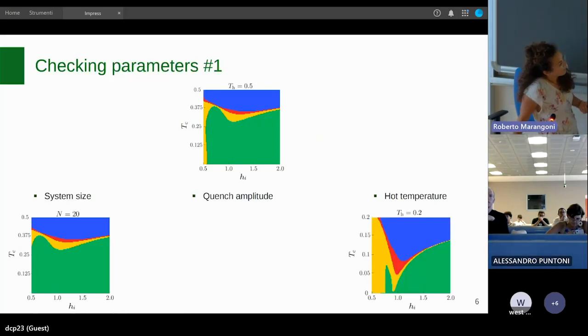If we change the temperature, for example, if we consider a colder cold bath, something changed in the shape. In particular, there is this peak around h equal to 1.0, which is the critical point. This is the effect of the critical point becoming more and more pronounced because the system is colder. But still, there are all the regimes we have discussed.